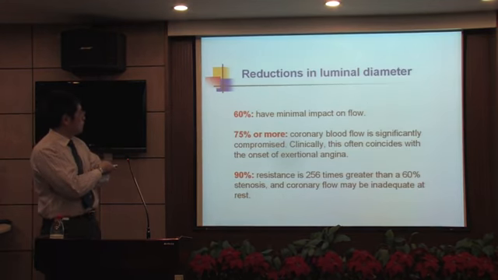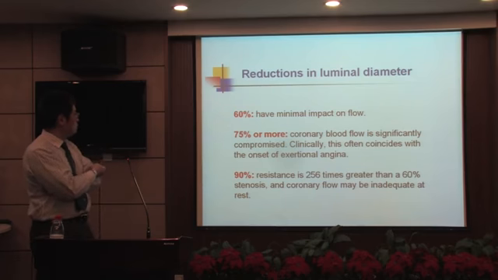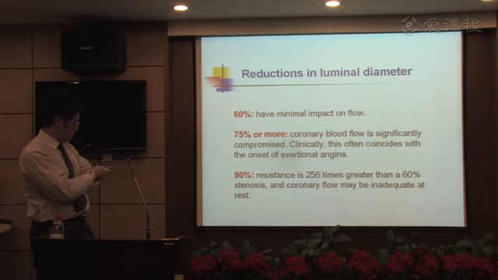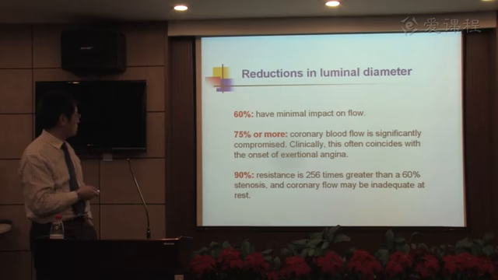When the reduction in luminal diameter reaches 60%, the patient will have minimal impact on flow. When it reaches 75% or more, coronary blood flow is significantly compromised. Clinically, this often coincides with the onset of exertional angina. When it reaches 90%, resistance is 256 times greater than a 60% stenosis, and coronary flow may be inadequate at rest.